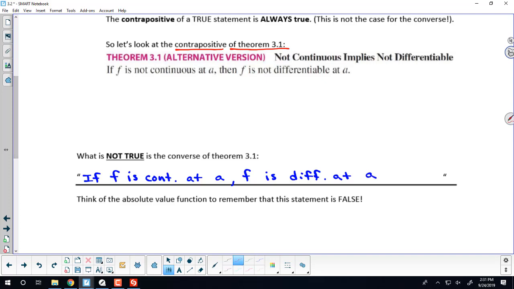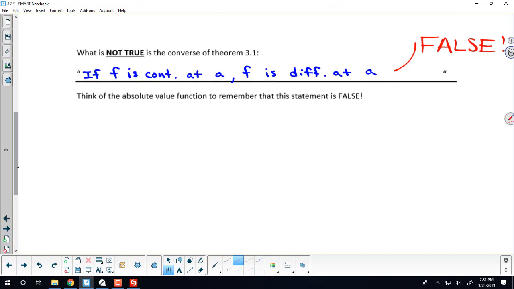The converse here, this statement is false. Make sure you don't get these things confused. Differentiability implies continuity, not continuous implies not differentiable. To help you remember that just because a function is continuous doesn't mean it's differentiable, just think about the absolute value graph.